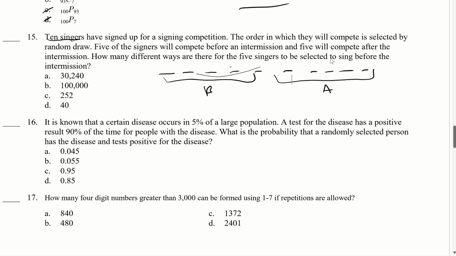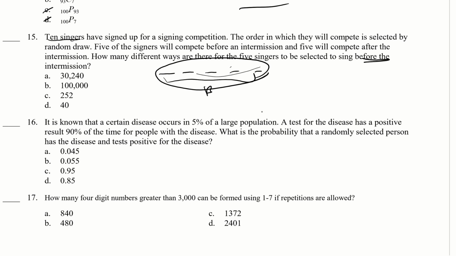How many different ways are there for the 5 singers to be selected to sing before the intermission? Here they're only asking how many different ways there are for the 5 singers to be selected to sing before the intermission. So we're only doing this part right here. We only care about the ones before, according to what they're saying. If you're only looking for the ones before, then it doesn't really matter, because I could just choose any before. So here order doesn't matter. Before, if we took them together, it would matter, but here it's all the same thing. So order doesn't matter, so combination.